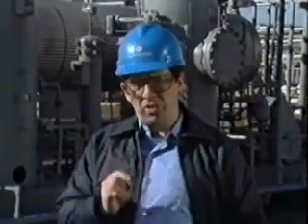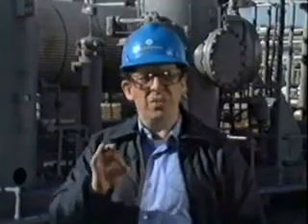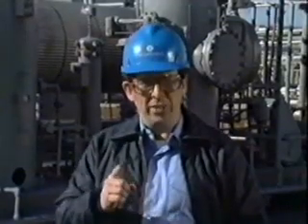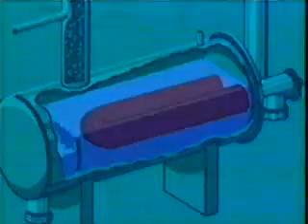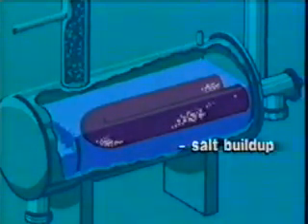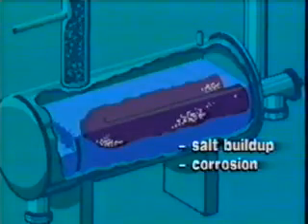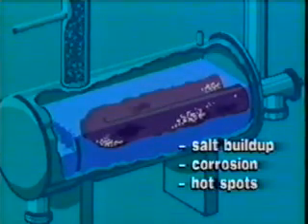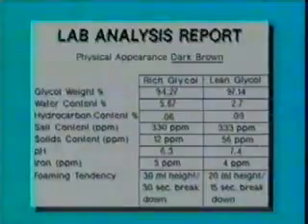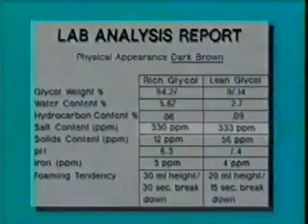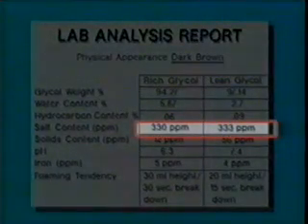Problems occur when the salt content reaches almost 0.1% by weight, or 1,000 parts per million. These problems include a buildup of salt on the reboiler fire tube, resulting in decreased heat transfer efficiency, corrosion, which will eventually decay the fire tube, and hot spots on the fire tube, resulting in thermal decomposition of glycol and holes in the fire tube. Although the salt content of our samples is a little high, it is still in an acceptable range.